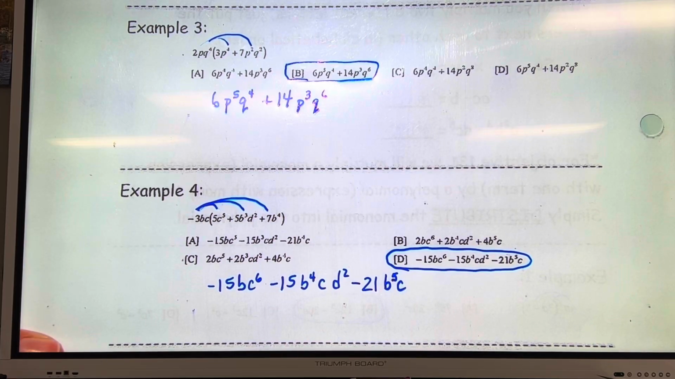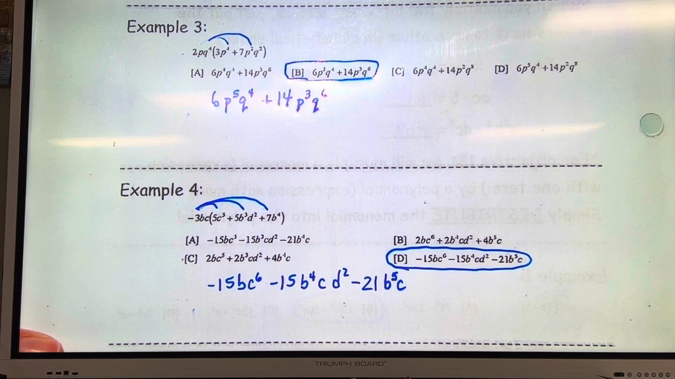Only 2 pieces you have to mess with today on this problem. Make sure you're adding your exponents, not multiplying your exponents.